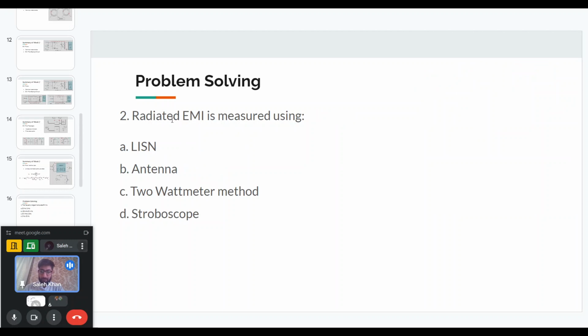The next problem is radiated EMI, measurement of radiated EMI. How is it measured? Is it measured using a line impedance stabilization network that we saw, or using an antenna, or the two wattmeter method, or a stroboscope? Actually, this we did not cover in the slides, so we'll cover it. But what do you guys think is the answer?